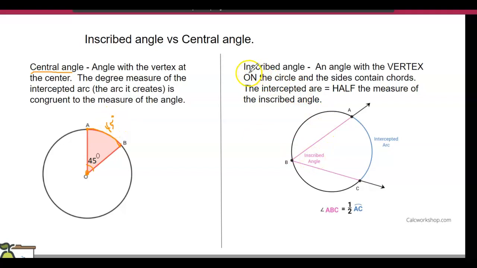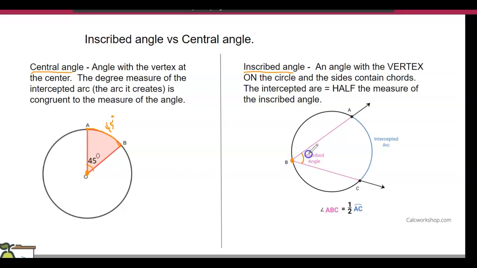All right, so now we're going to talk about an inscribed angle. An inscribed angle is any angle that has its vertex on the circle. So see the difference? This one's in the center. The central angle is in the center. An inscribed angle is on the circle. The main thing about this angle, here's my inscribed angle right here.